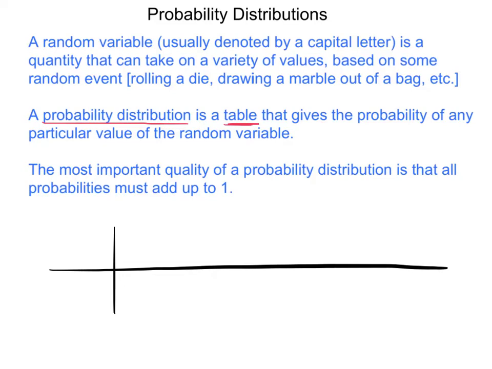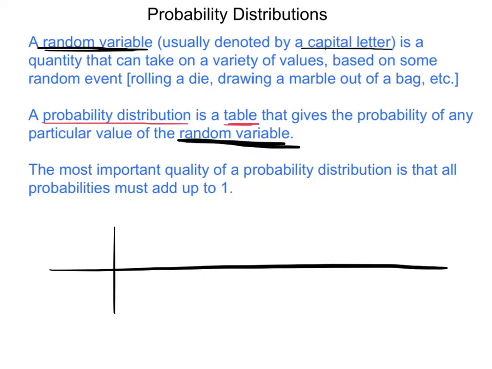Before I get to that, I feel like I need to talk about what a random variable is. Now, a random variable, it's a vocabulary term. A random variable, which is almost always denoted by a capital letter, is a quantity that can take on a variety of different values based on some random event. So a random variable could be the number that you get when you roll a die. A random variable could be: you roll 2 dice, what's the sum of those two things? A random variable could be how many marbles do you have to pull out of a bag before you get a red one? Any of those things could be a random variable.